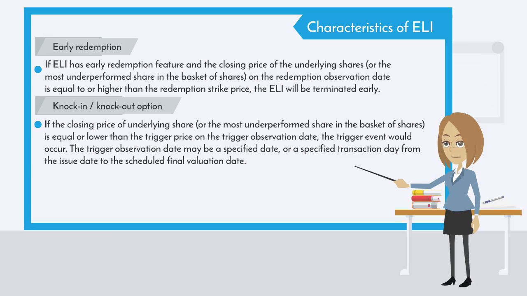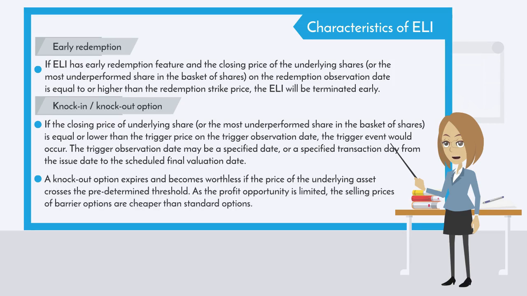Secondly, if the closing price of the underlying share is equal to or lower than the trigger price on the trigger observation date, the trigger event would occur. The trigger observation date may be a specified date, or a specified transaction day from the issue date to the scheduled final valuation date. A knockout option expires and becomes worthless if the price of an underlying asset crosses the predetermined threshold. As the profit opportunity is limited, barrier options such as these are sold cheaper than standard options.